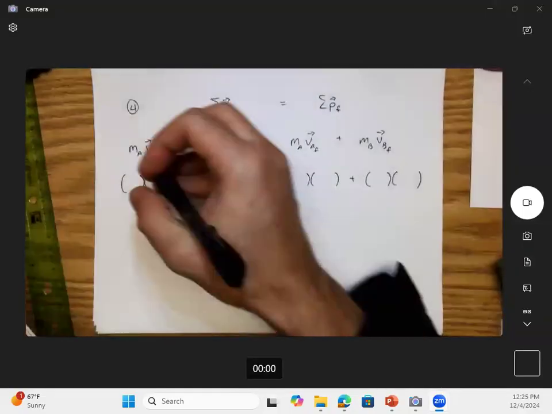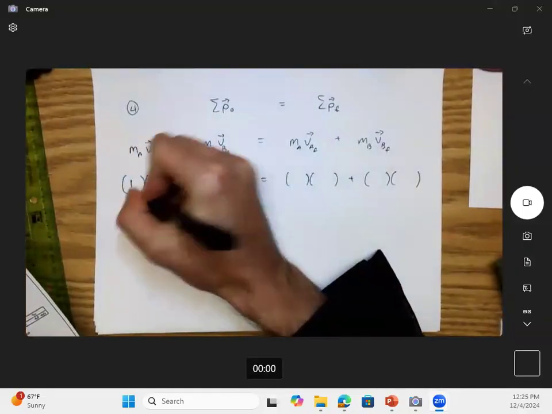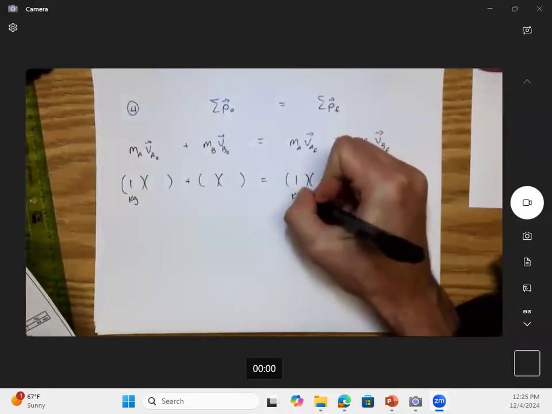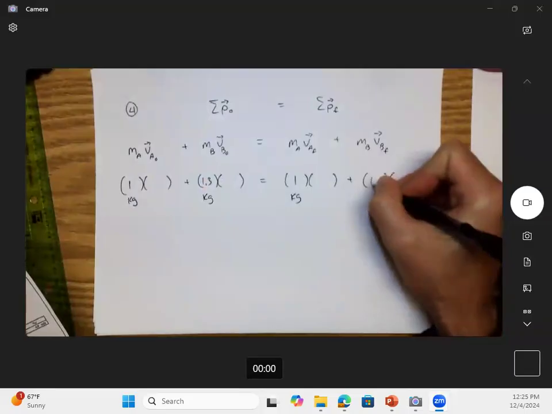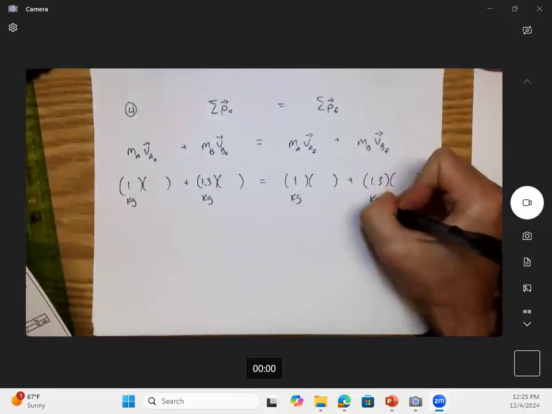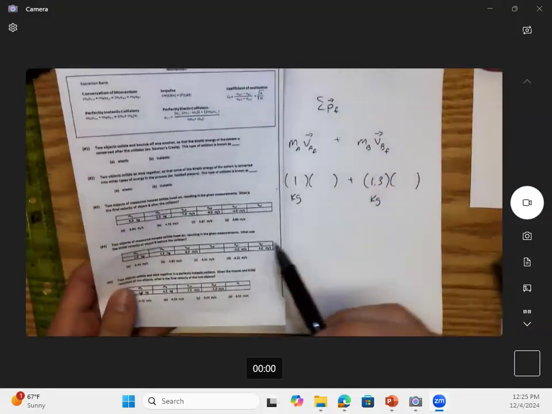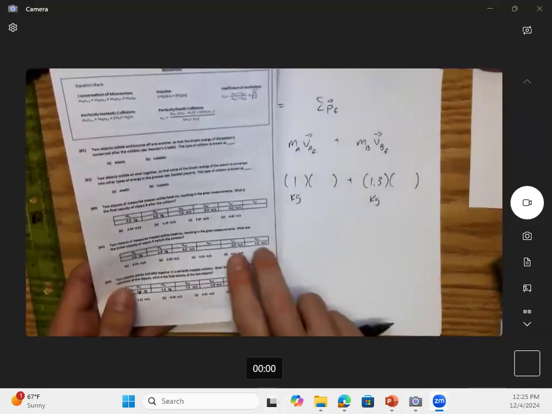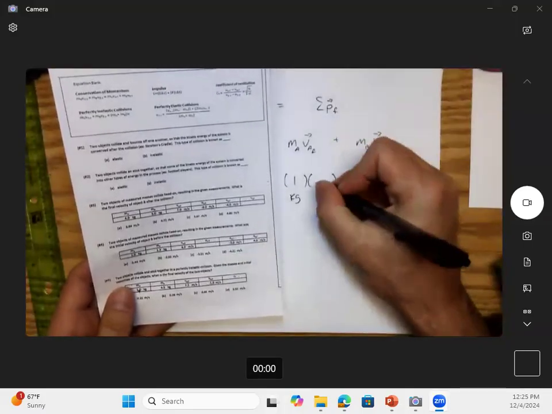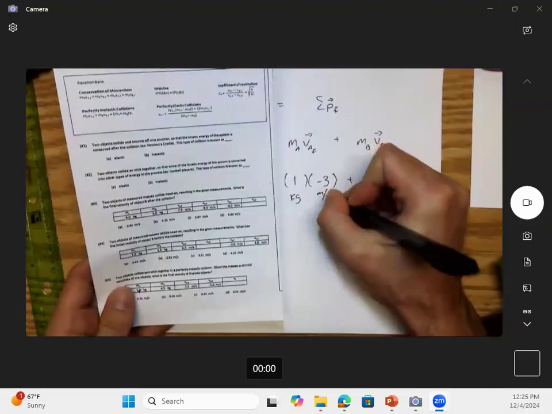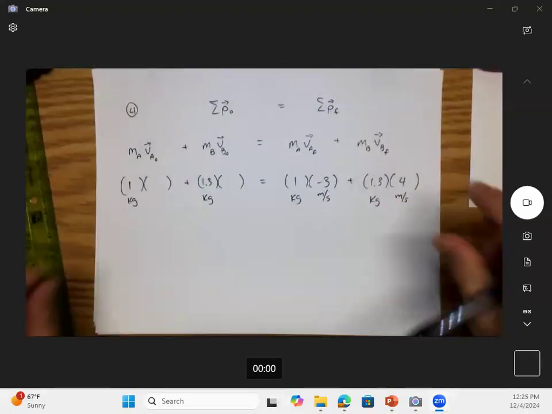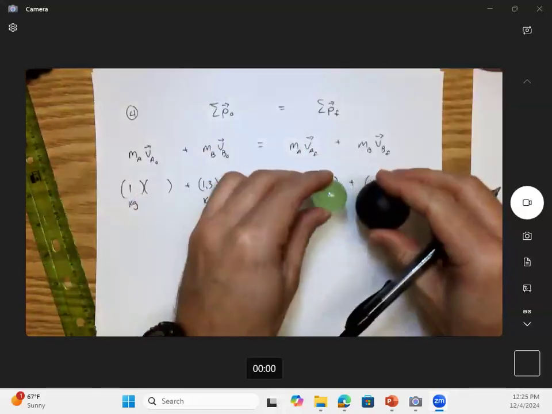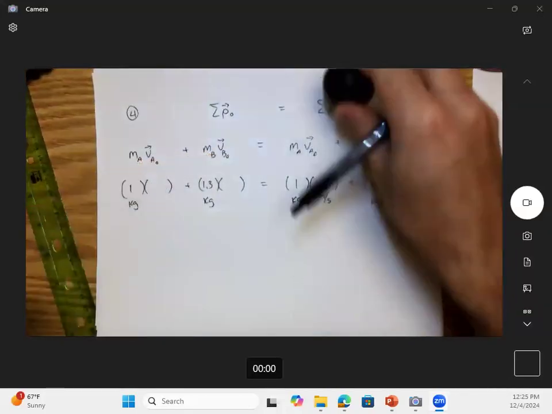I know the masses on my page are 1 kilogram, which shows up here and here, versus 1.3 kilograms, which shows up here and here. Okay, so I got my masses. I know after the collision, this looks like -3 meters per second versus positive 4 meters per second. So maybe there's some kind of rebound type motion because after the collision, it looks like they're traveling like this. Right? What about before the collision?